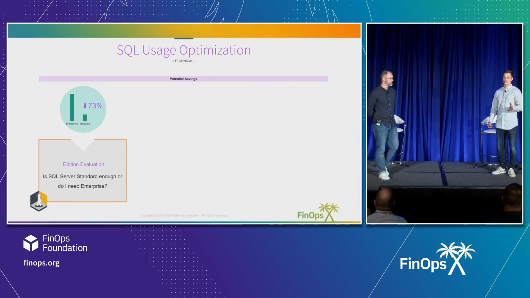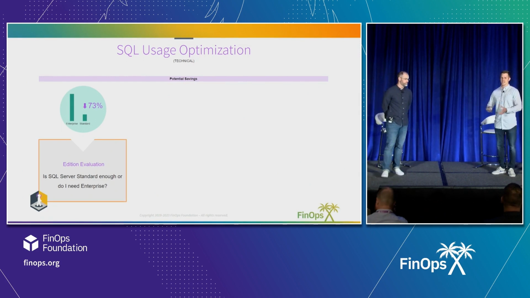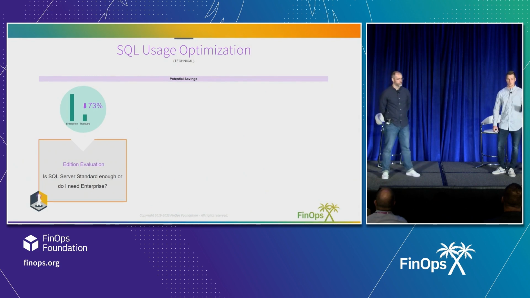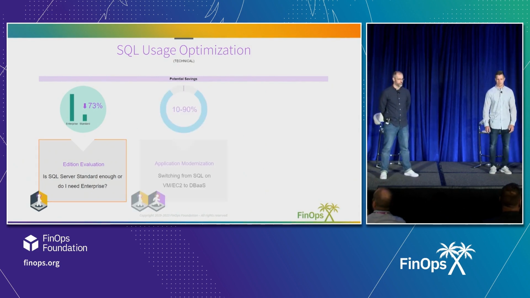What we normally see as the starting point is that they have about 50% of their licenses on Enterprise. So when you consider the 73% price decrease just by making that shift, you can see how much that potential savings could be, depending on what your current SQL Server spend is.